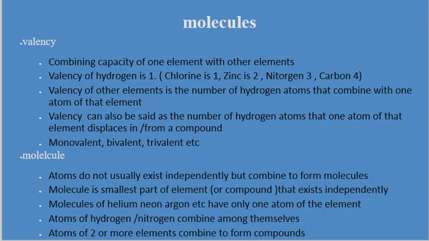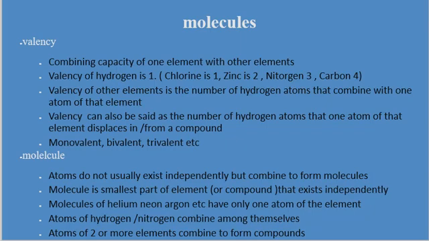What is valency? Valency is the combining capacity of one element with other elements. Now when we say atoms do not exist independently and they combine together, it is not necessary that one hydrogen atom has to combine with another hydrogen atom only. A hydrogen atom can combine with oxygen. So 2 hydrogen plus 1 oxygen will become water. 1 hydrogen plus 1 oxygen, OH, will become hydroxy.